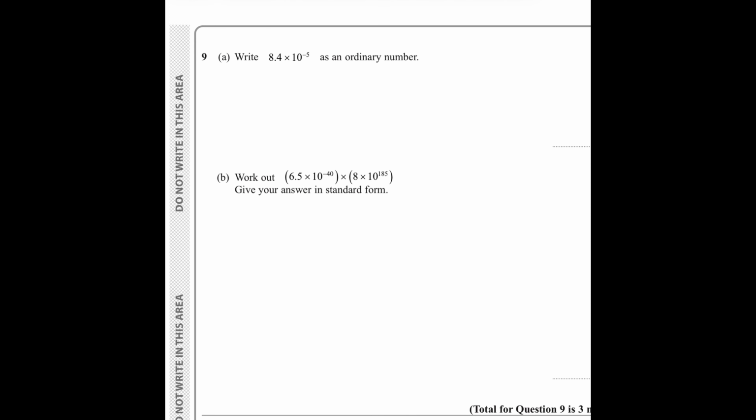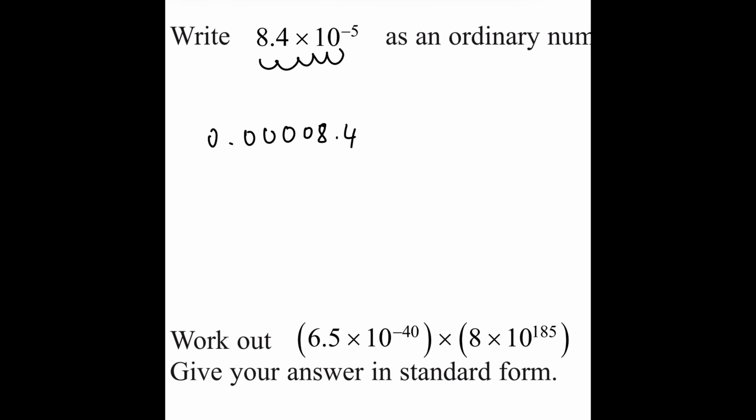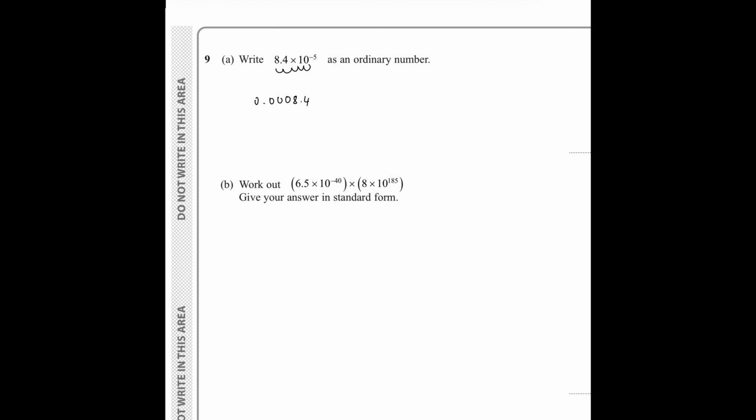Now write 8.4 times 10 to the negative 5 as an ordinary number. So basically as a decimal, because this is currently in standard form and they don't want that for some reason. So you want to move 8.4 back by a few decimal places. You want to move it back by 1, 2, 3, 4, 5. So this is 1, 2, 3, 4, and then 5. That's wrong because it's supposed to be like here. And that's what it is. That's just the answer.